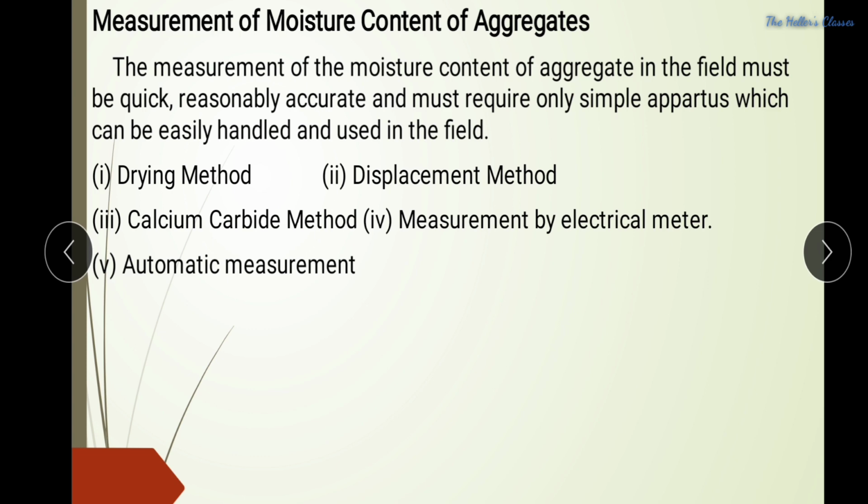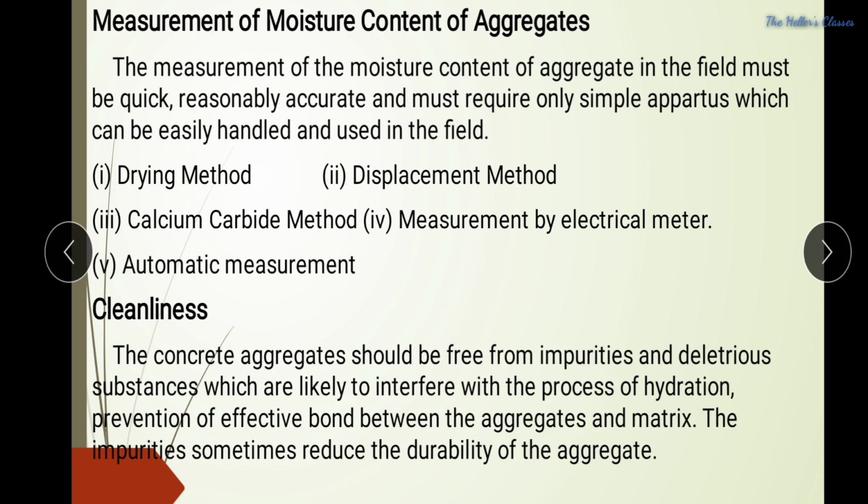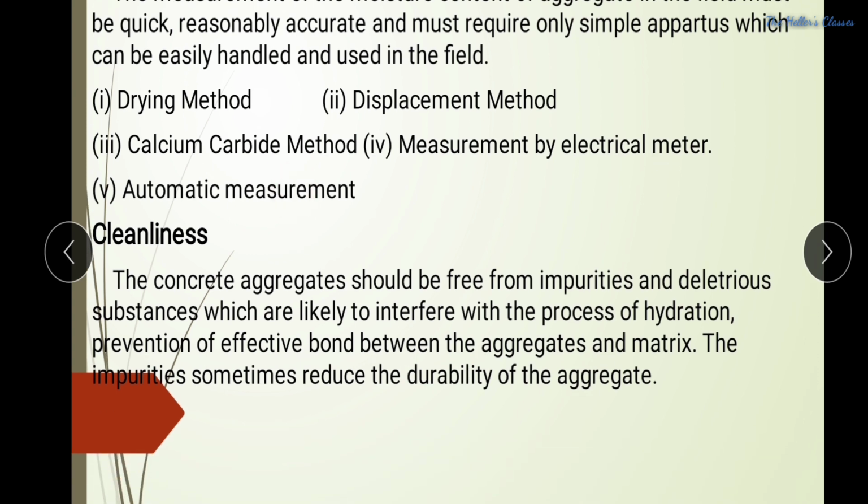Next one is the displacement method, which we can easily carry out by using the siphon can method. So next one is the calcium carbonate method, and it is also one of the most accurate methods for identifying the moisture content. And there is the electrical meter method, in which we can also easily get an automatic measurement.